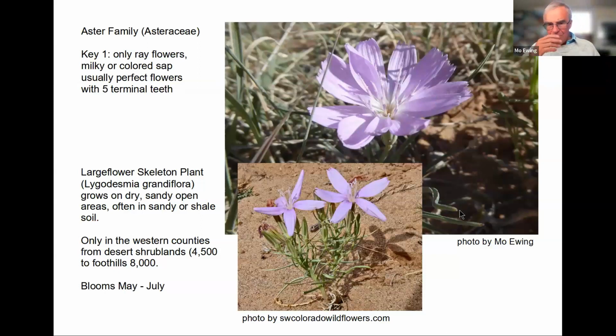And this is another perfect example of a flower that's highly variable. This is the same species, but it looks quite different. Grows on dry, sandy, open areas, often in sandy or shale soil. It's only in the western counties, and it blooms from May until July.